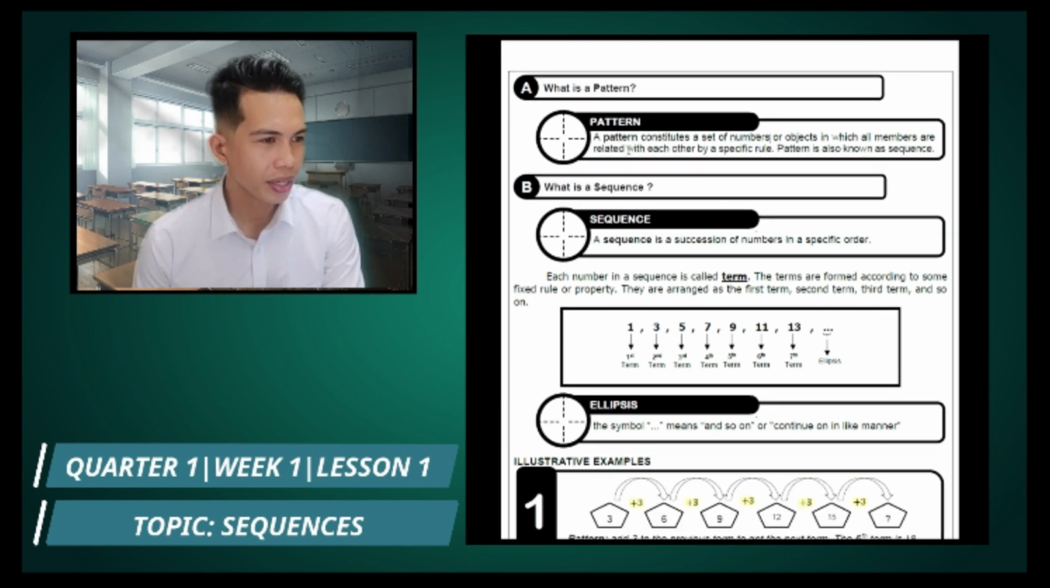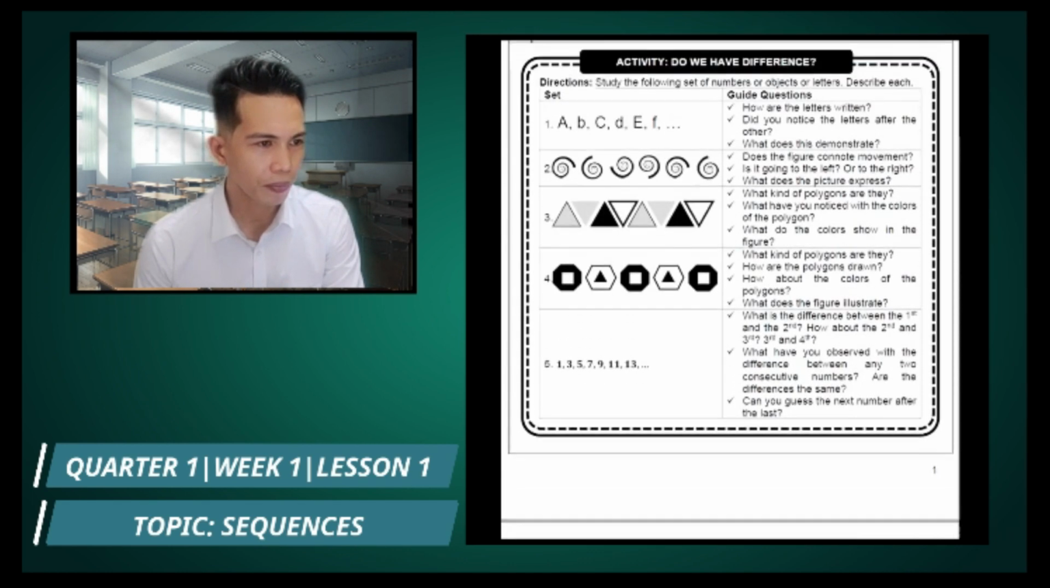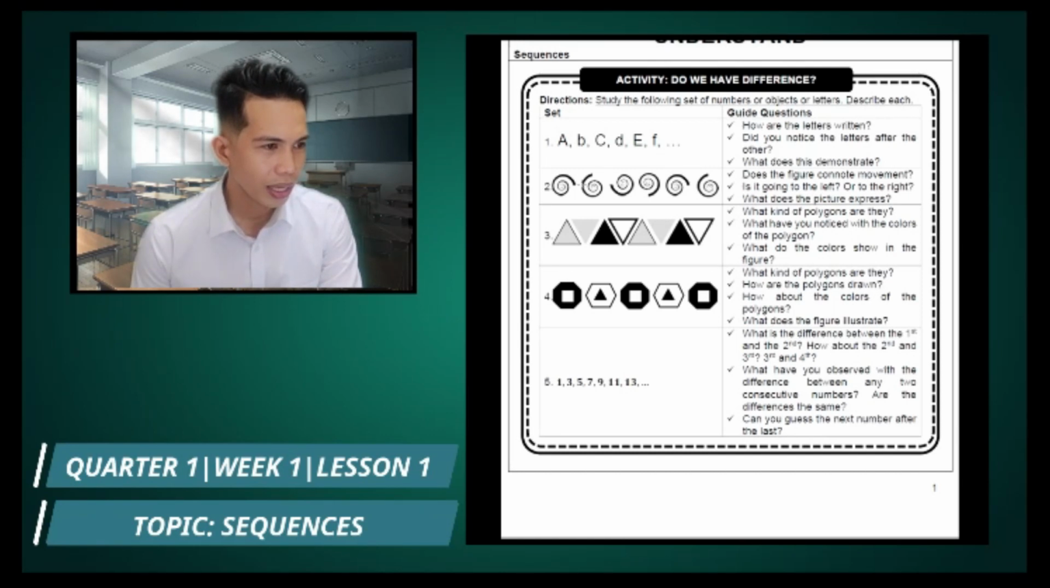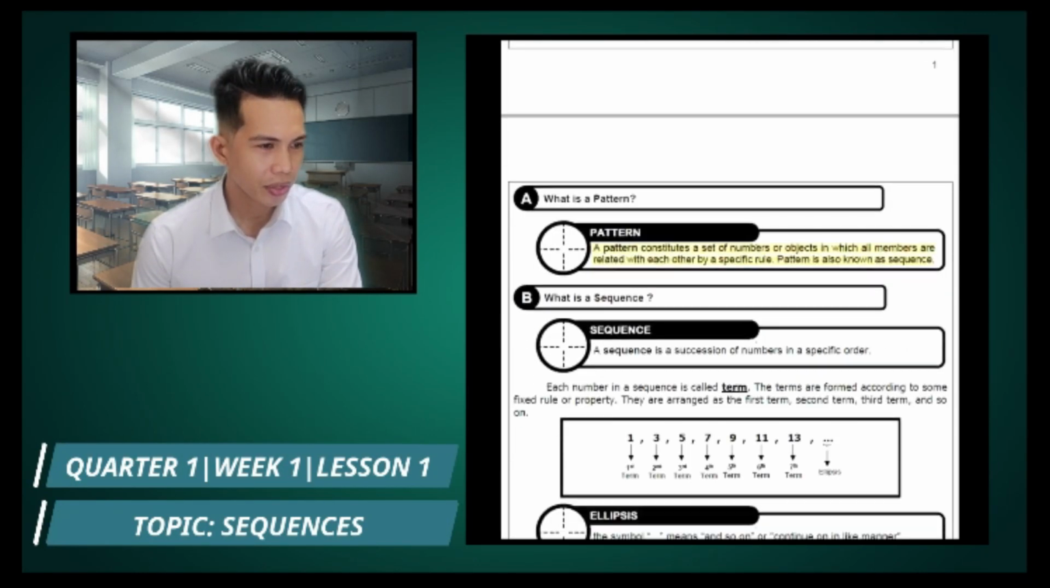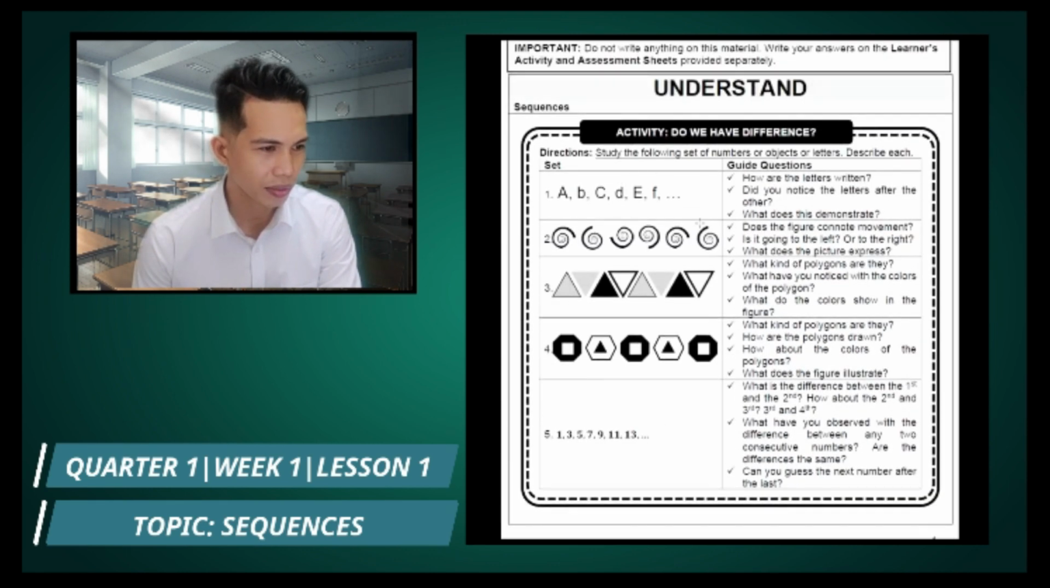Definition of a pattern. A pattern constitutes a set of numbers or objects in which all members are related with each other by a specific rule. Pattern is also known as sequence. So just like on your activity, the following sets are patterns because by definition, it is a set of numbers or objects.